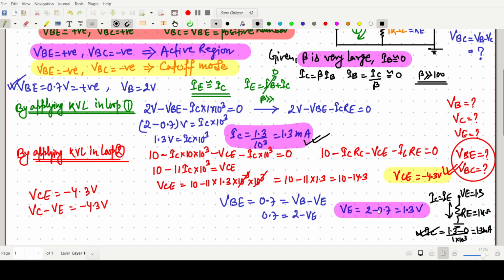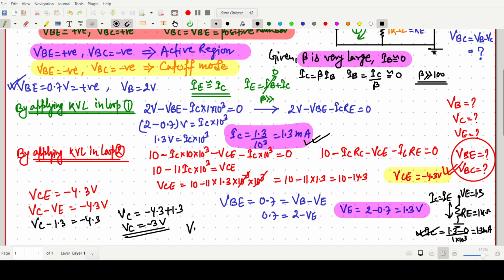We have to know this type of thing. VE is 1.3, so VC minus VE is minus 4.3 volt. So VC value we can write as minus 4.3 plus 1.3. So it should be 3 volt with a minus sign. So VC will be minus 3 volt.